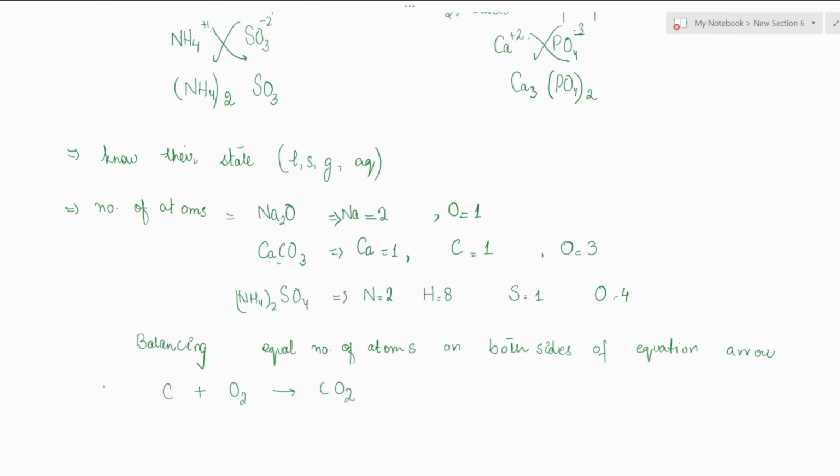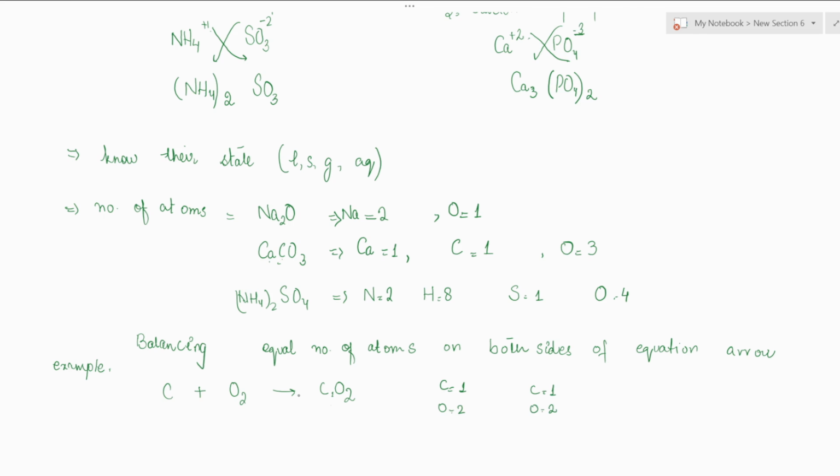Now tell me, what do you think? Is this equation balanced? Okay, how many carbon are there on the left side? And how many on the right side? Think again. When there is no number, there is one. Carbon is one on both sides. Oxygen is two on both sides.